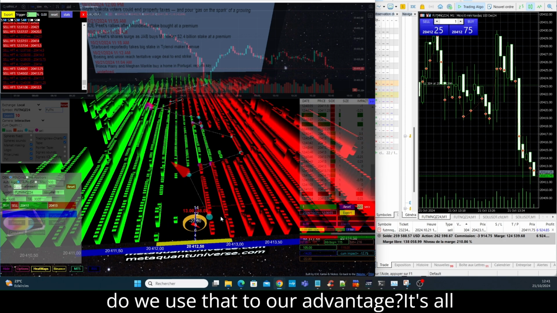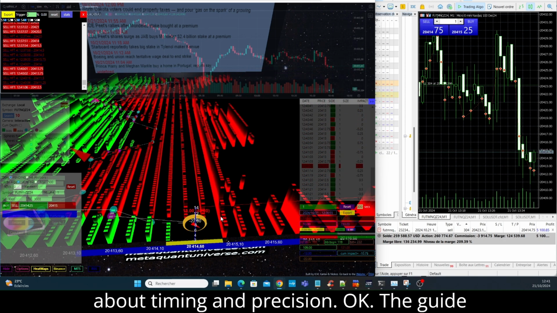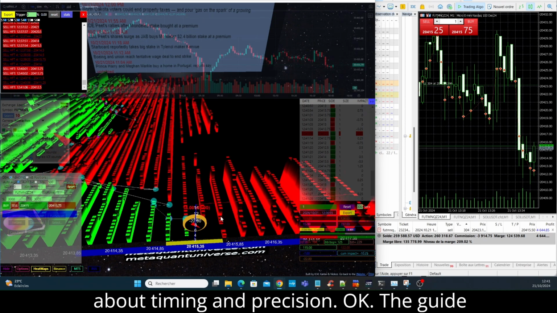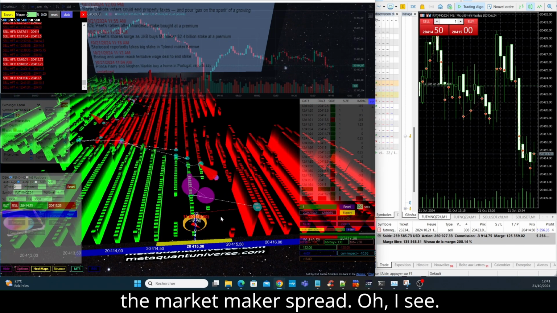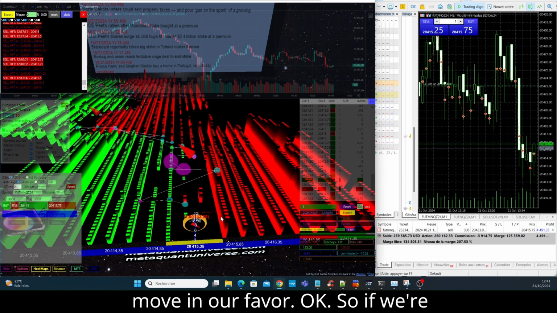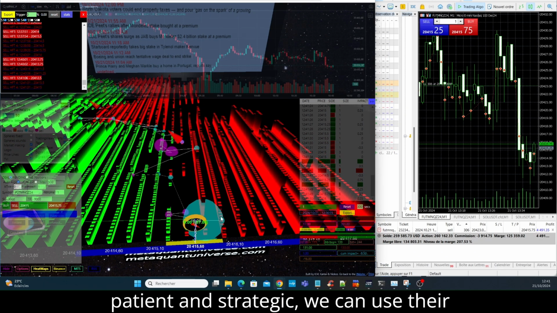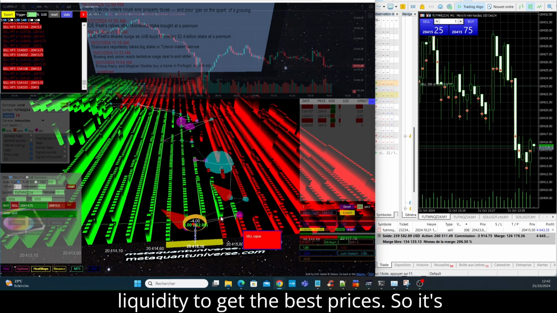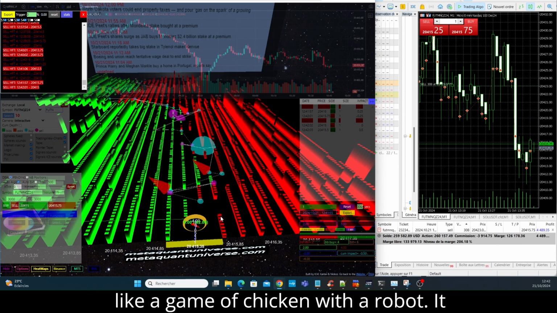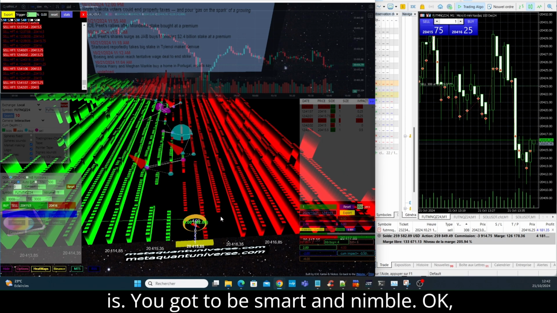Okay, but how do we use that to our advantage? It's all about timing and precision. The guide suggests placing our orders just outside the market maker spread, essentially waiting for the market to move in our favor. So if we're patient and strategic, we can use their liquidity to get the best prices. So it's like a game of chicken with a robot. It is. You've got to be smart and nimble.